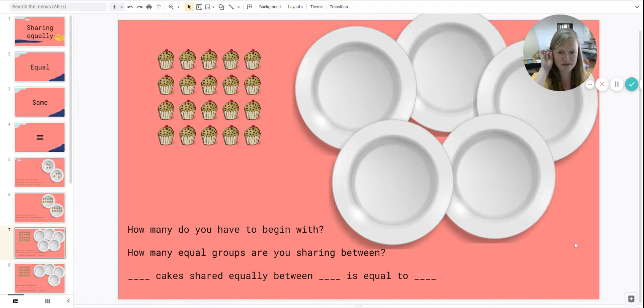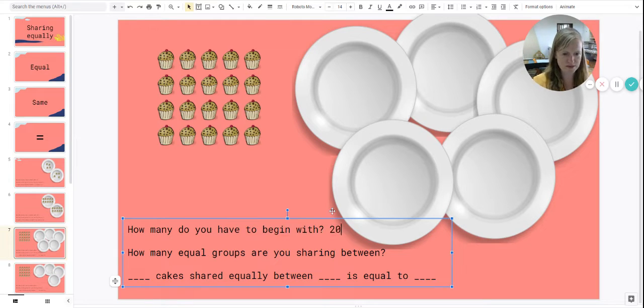All right, here we have another problem. Now, how many cupcakes do we have? Did anyone notice that this array is the exact same as on the last slide? There's still 20. Do we want to check? 5, 10, 15, 20. Yeah, we're correct. There are 20. All right, let's put in our 20 there.